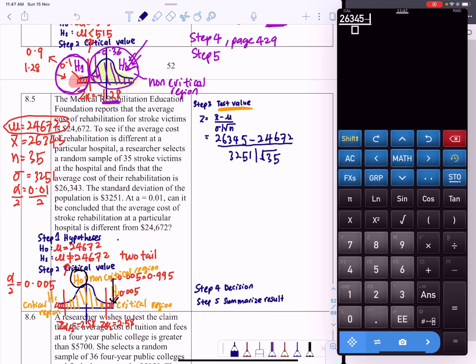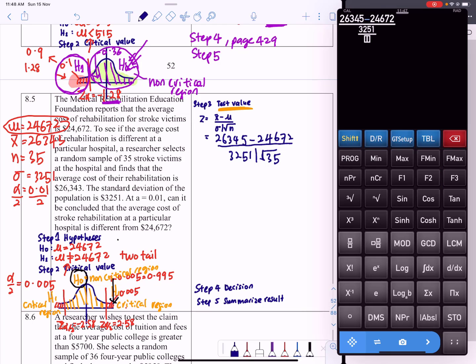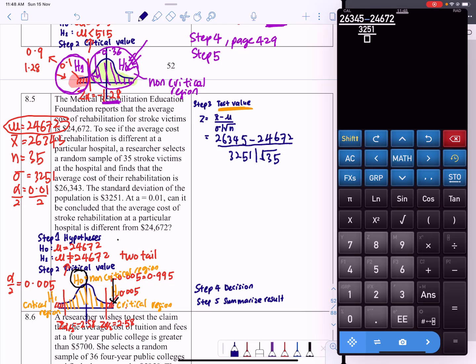26,343 minus 24,672. Please make sure you use the calculator correctly. Sometimes I also make mistakes using it, but I don't sit the exam, you do. So you need to be very careful. Then square root of 35, equals.